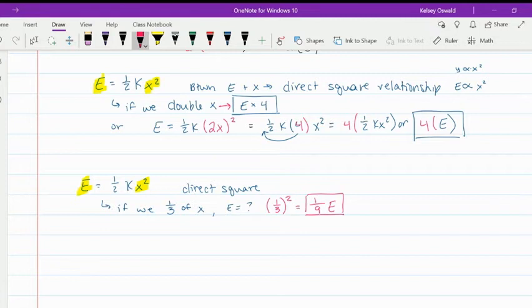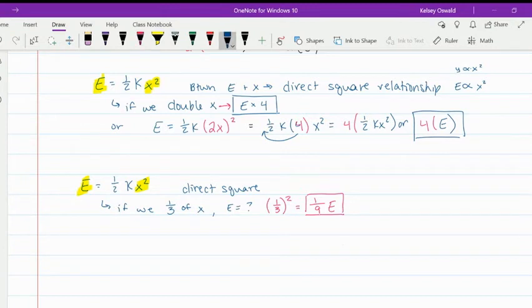Okay. So if it's direct squared, the square of whatever we do to our x will be what happens to our value for e. So if we take the square of 1/3, we get 1/9. So we're going to have 1/9 of our original e value.